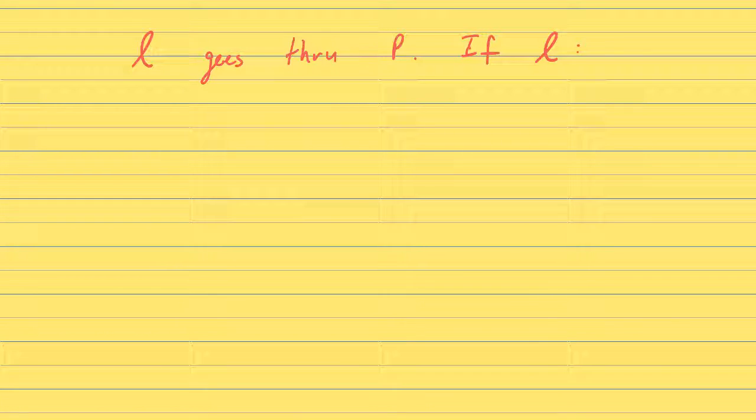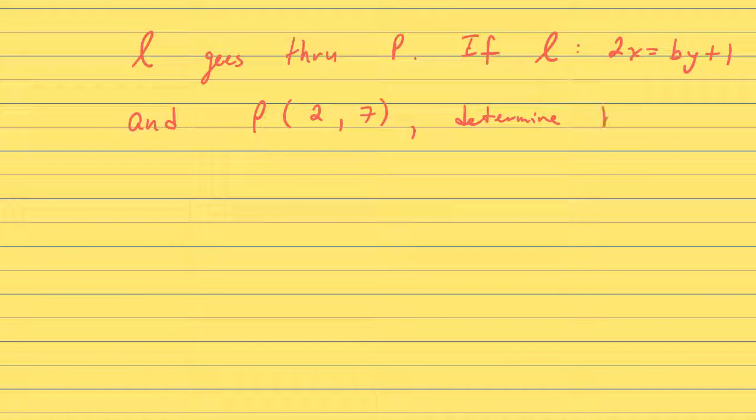How about a problem like this? You did a couple of these. Let's say the line L goes through P. If L is given as 2x equals by plus 1, and the point P is listed as (2, 7), determine the value of the coefficient b.